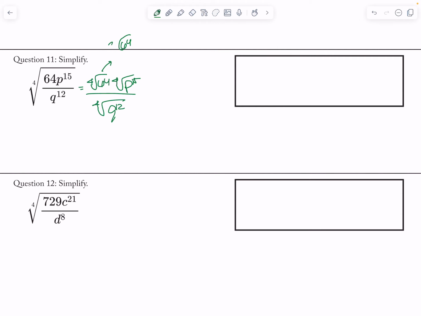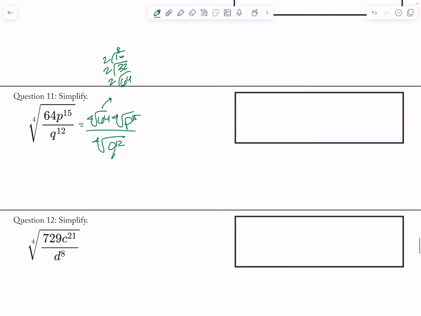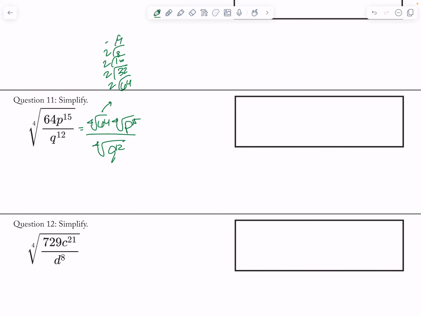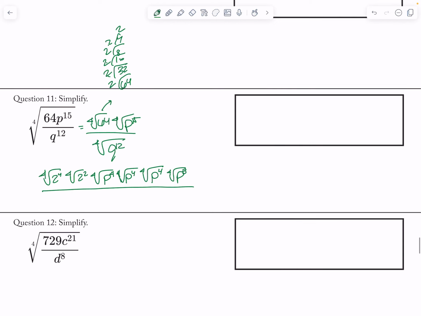Okay, so 4th root of 64. So 64, 2 and 32, 2 and 16, 2 and 8, 2 and 4, 2 and 2. 1, 2, 3, 4, 5, 6. So I have the 4th root of 2 to the 4th, and then the 4th root of 2 squared, because that doesn't help me any. And then I have the 4th root of p to the 4th, that's 4. 4th root of p to the 4th gives me 8 of them. 4th root of p to the 4th gives me 12 of them. And then the 4th root of p cubed gives me nobody. That doesn't help me either.